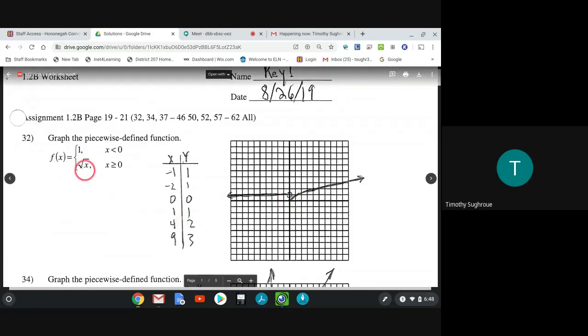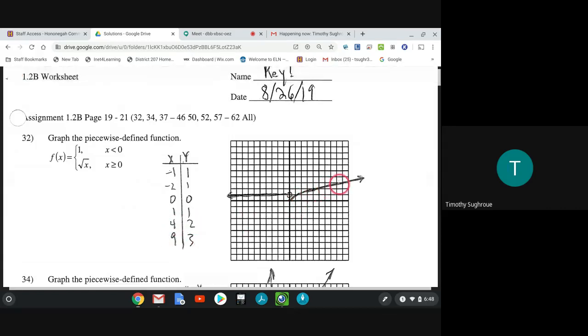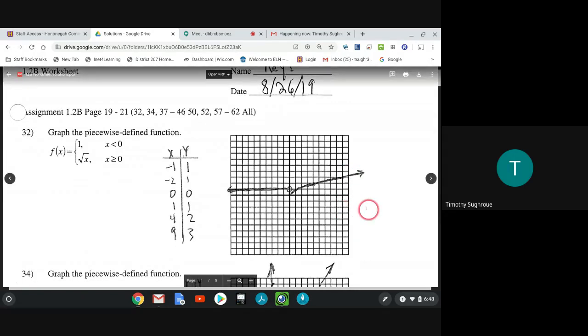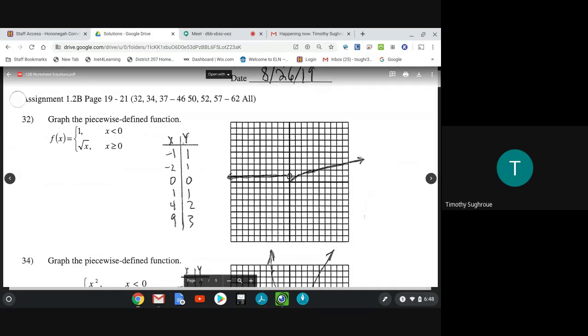The square root of 1 is 1. The square root of 4 is 2. The square root of 9 is 3. We plot those points and we graph it. I'm going to use a little bit of terminology when I'm going over this that you're going to hear again and again and again in chapter 2.